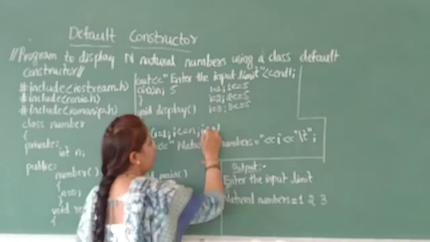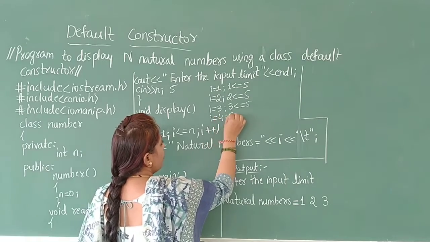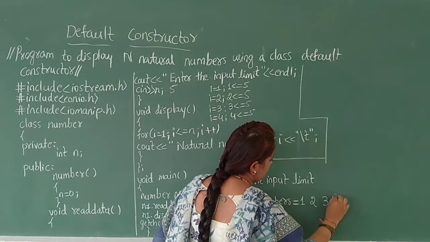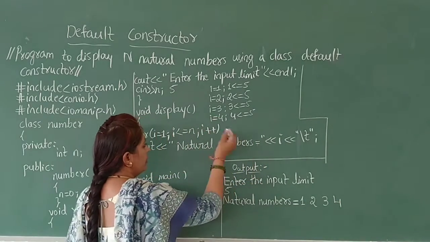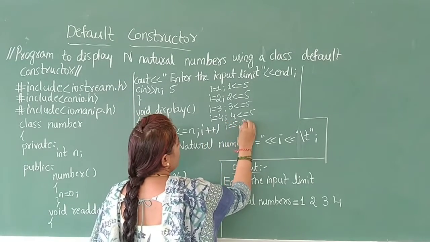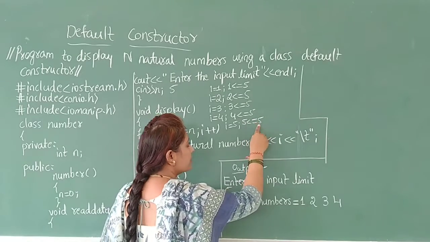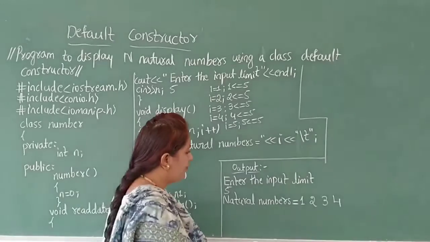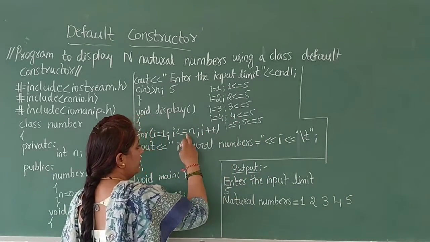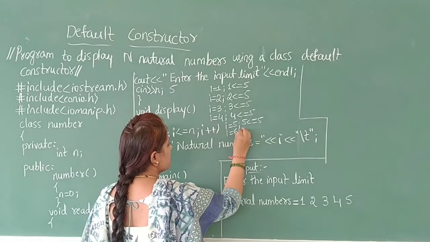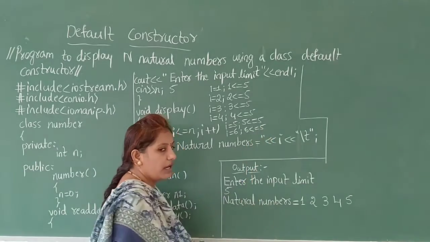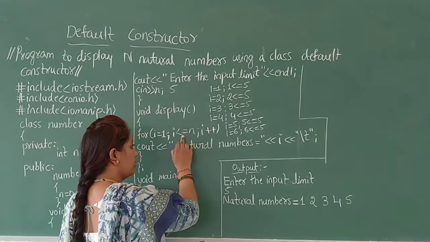Next, again i is incremented by 1. Now i is 4. 4 is less than 5. Yes, it is less than 5. Then again it displays the i value 4. Next, again i is incremented by 1. Now i is 5. 5 is less than or equal to 5. It is not less than 5, but it is equal to 5. Then it displays i value 5. Next, again i is incremented by 1. Now it is 6. 6 is not less than 5 and not equal to 5. Then this condition becomes false.